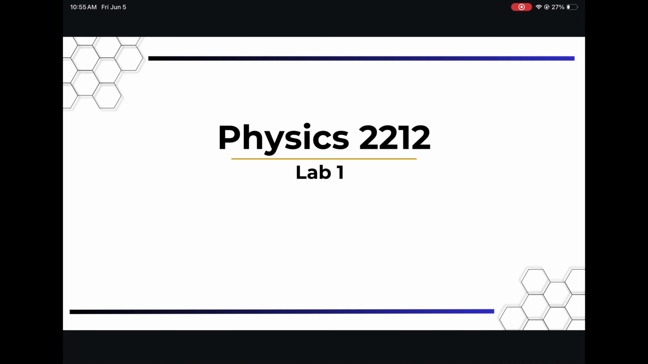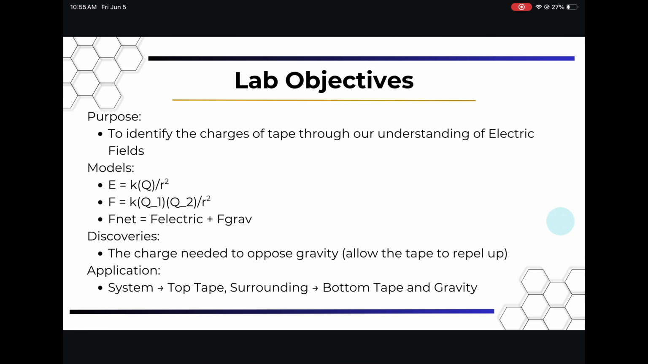This is Lab 1 for Physics 2212. So our objectives were to identify the charges of the tape through our understanding of electric fields. The models that were used were the electric field equation, then also the electric force equation, and then Newton's second law, which calculated F net through adding F electric plus F grav. And then the discoveries were the charge needed to oppose gravity and allow the tape to repel up.